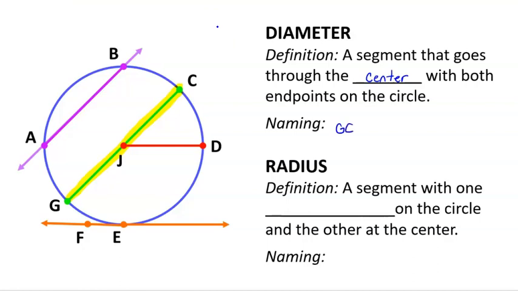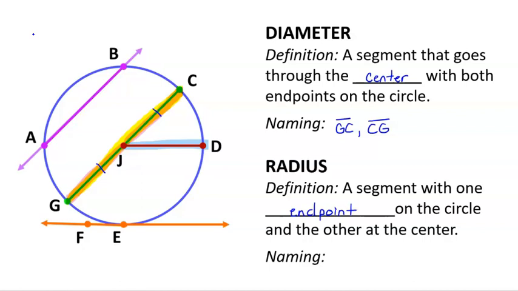And so when we go to name it, we're just going to name it just like we would a segment. For the radius, it's going to be a segment with one endpoint on the circle and the other at the center. So it goes from the center to the outside of the circle. And we see that JD is a radius of our circle, but we can also say that JC is also a radius and JG is also a radius. A radius is going to be 1/2 of our diameter. So the diameter is made up of 2 radii.